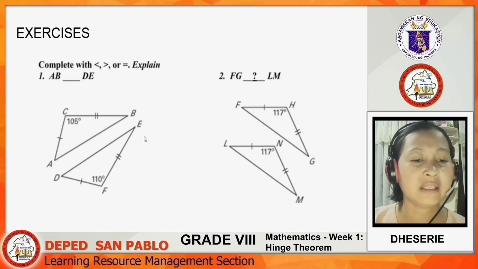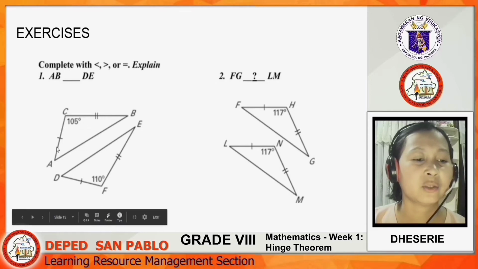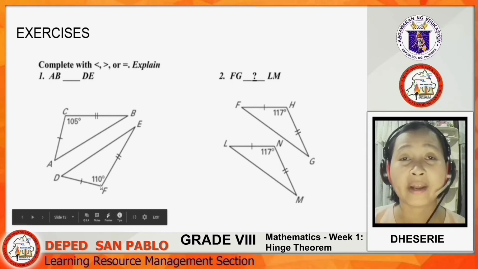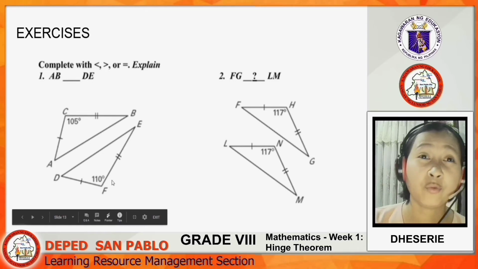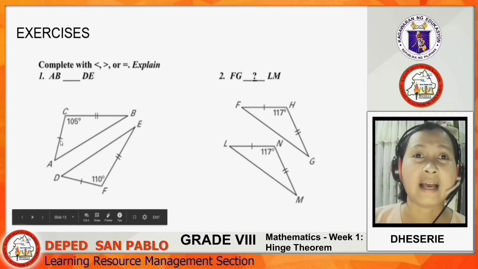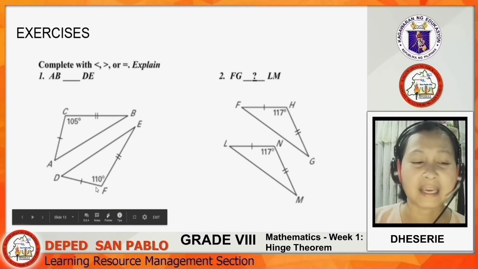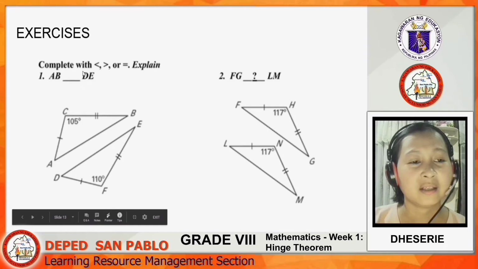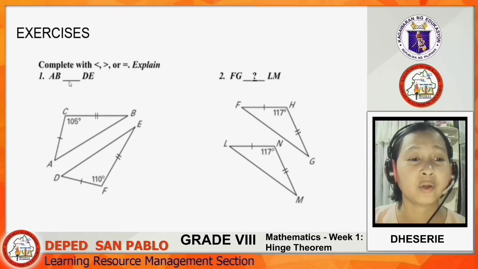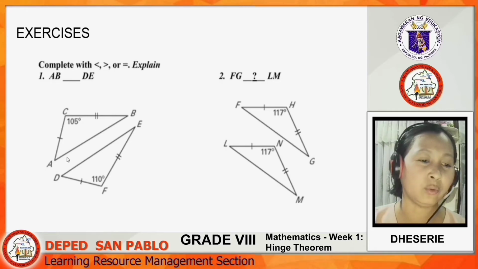ABC and triangle DEF, as you can see, you have two congruent sides and an included angle which measures 105 and 110 degrees. We're just going to look for the included angle. Which one is greater than the other included angle? So, of course, it's 110. So, what do you think is the inequality symbol that we're going to use here? Are we going to use less than, greater than, or equal to?